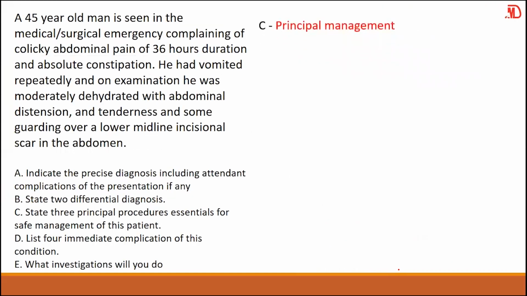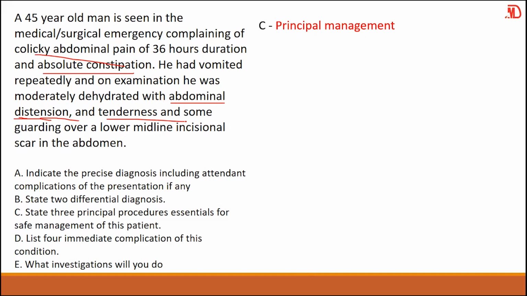Now let's go about the principal management. How are you going to manage such a patient? Don't forget, this person is in pain. So think about it. This person cannot pass through. There's absolute constipation, and as a result, there's abdominal distension and all those things. Tenderness is present. So please, how are you going to manage this patient?